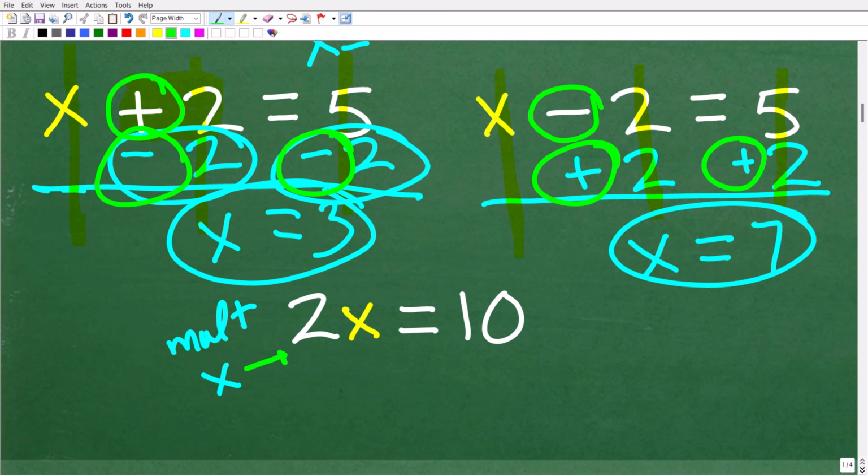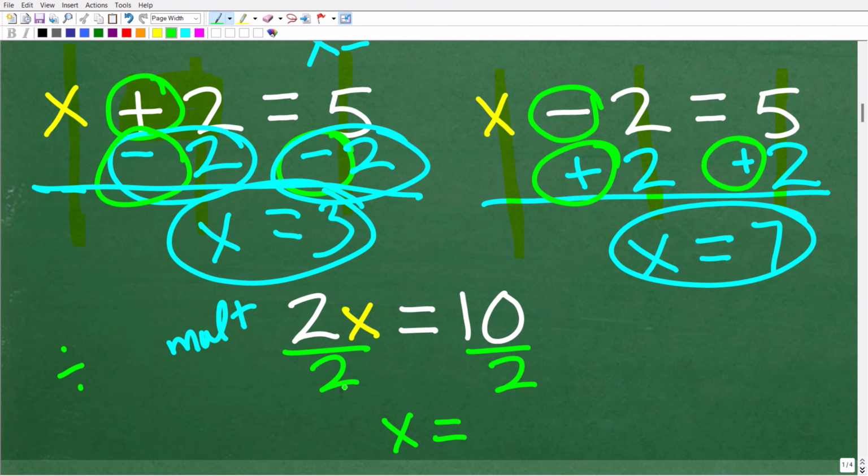Now over here I have what? Well, I have multiplication. This is 2 times x. So what do you think we need to do in order to solve this equation? Well, think in terms of the opposite operation of multiplication, and that is division. All right, so 2 times x is equal to 10. I want to get x by itself. So what we can do is divide both sides of the equation by 2.